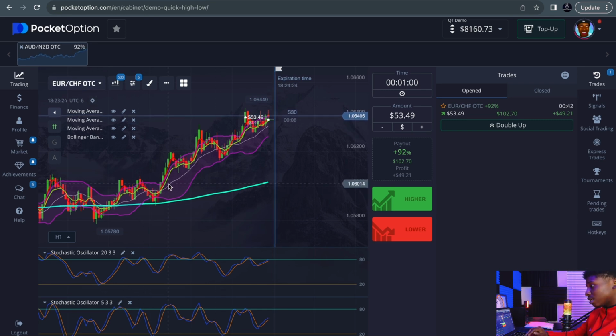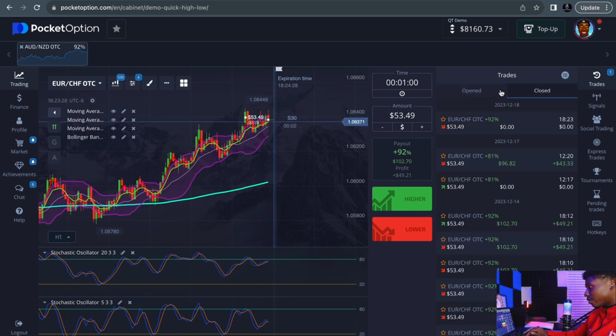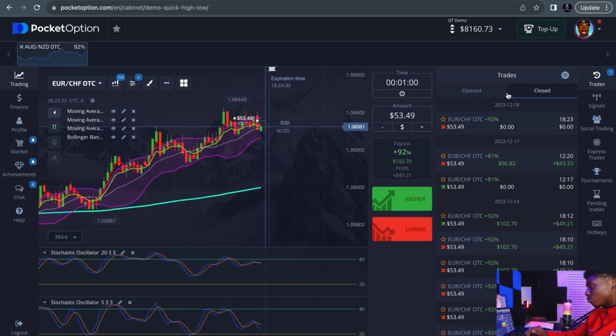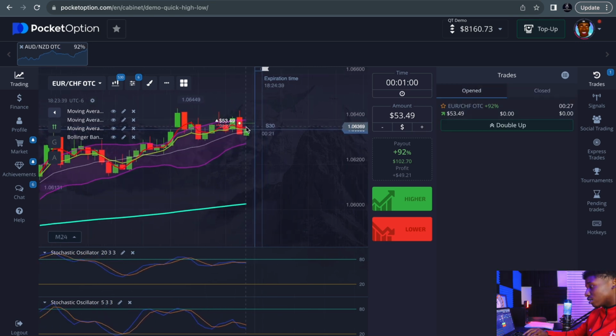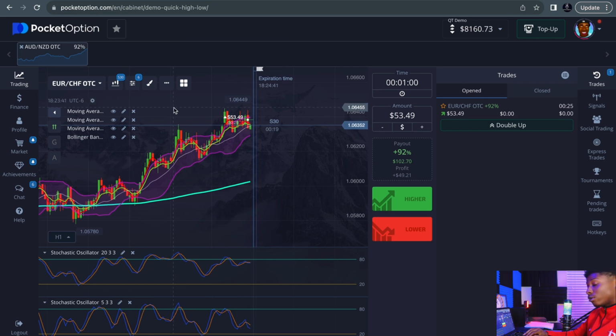So what this means is that we're going to continue to go up. After we lost that last trade right here, now we can see that we're going in the up direction. As you can see, we're going down right here. So if we don't continue to go up, guys, we're going to double down again on the direction that we know the chart is going to go.